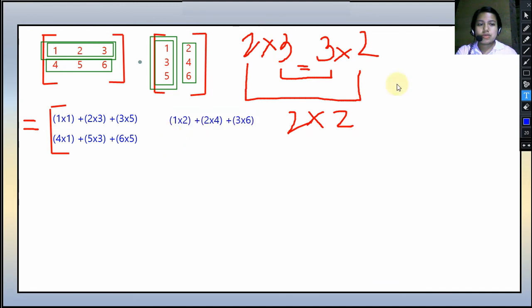Then we will proceed with the second row, second column. That will give us 4 times 2, plus 5 times 4, plus 6 times 6. So that would complete our product matrix.